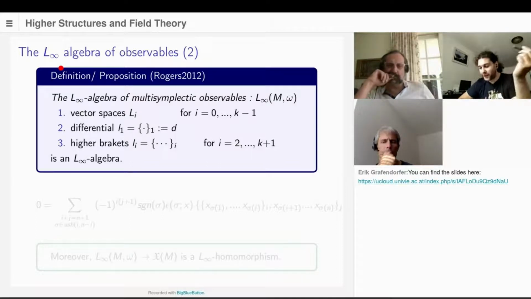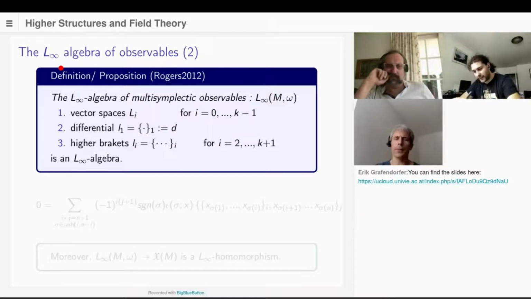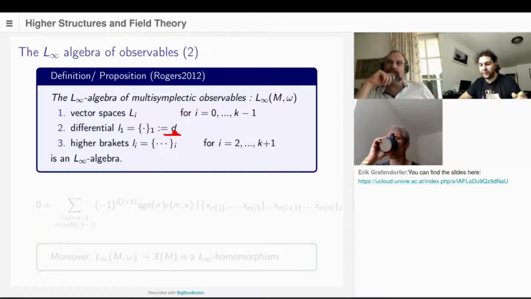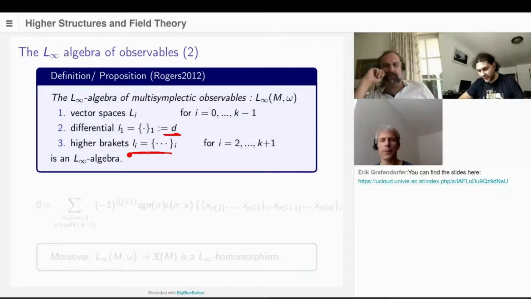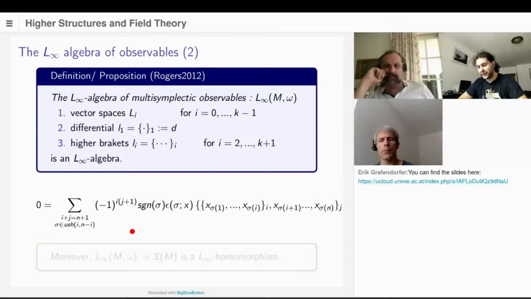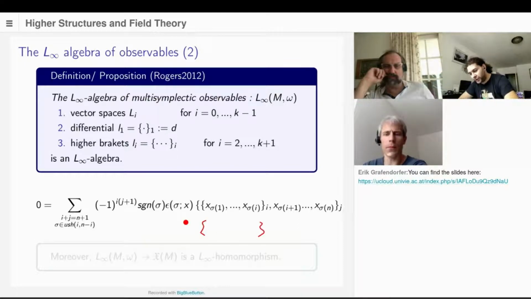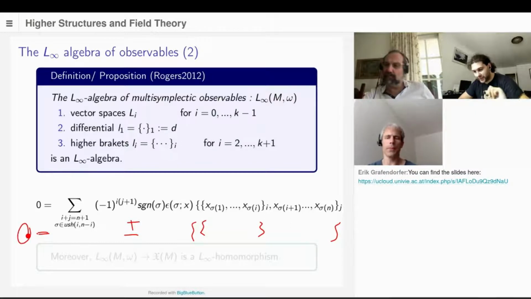So it's a definition or theorem of Rogers that the above defined complex with the unary bracket or differential D and higher brackets Li is an L infinity algebra. The formula of being an L infinity algebra is in general a little messy, but basically it just goes through all combinations of brackets that you can make, decorates them with appropriate sums, and wants the result to be 0.